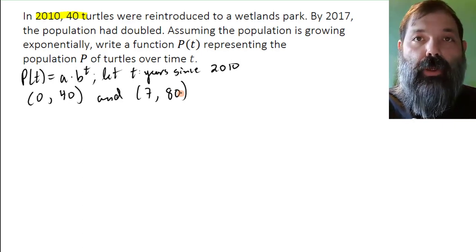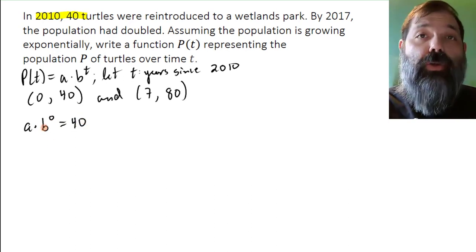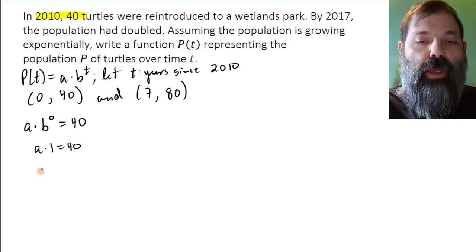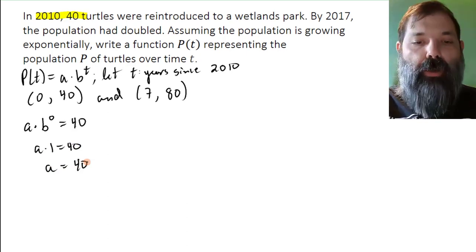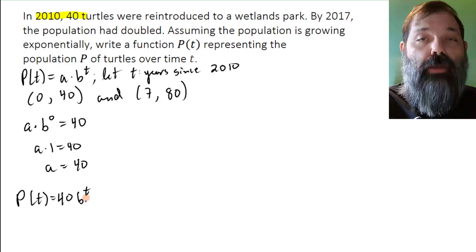Using the first data point, if t equals 0, then the population is 40. So that means that a times b to the 0 must equal 40. Any non-zero number to the 0 power is 1, so that means then that a times 1 equals 40, and so then a equals 40. So we can revise our model a little bit. P of t is 40 b to the t.